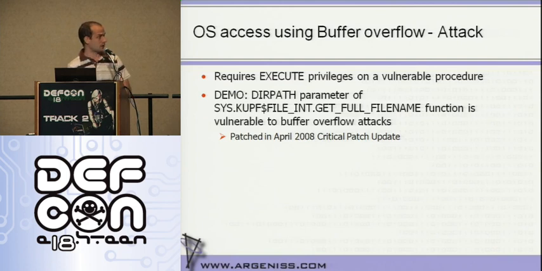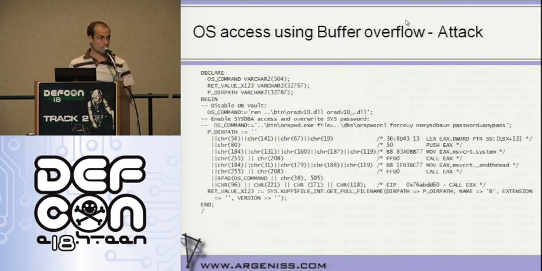Well, let's see now an example of how we can get operating system access and disable the database vault with a buffer overflow attack. This buffer overflow is in a stored procedure, so we need execute permissions on a vulnerable stored procedure. Well, this is the exploit. I won't go into much detail. The vulnerable parameter is the dir path parameter.